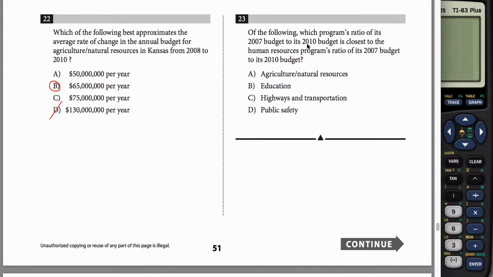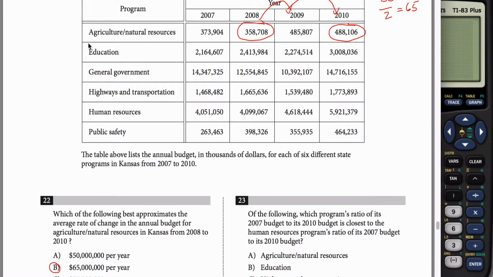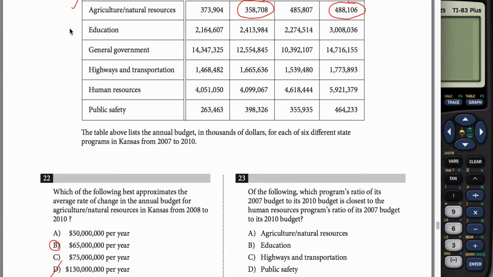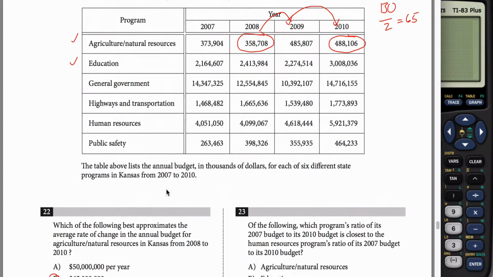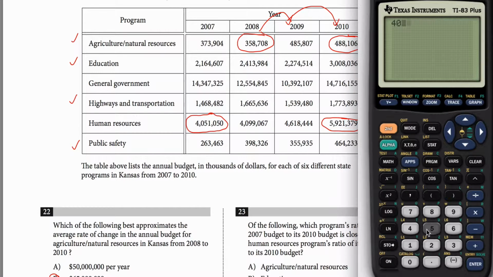Okay, 23. Of the following, which program's ratio of its 2007 budget to its 2010 budget is closest to the Human Resources Program's ratio of its 2007 budget to its 2010 budget? So I'm given agriculture, education, highway, and public safety. So agriculture, this guy, highway and public safety, this guy, and this guy. So first what I'm going to do is calculate the ratio of Human Resources 2007 budget to its 2010 budget. So I'm going to take 40, 51, and if you want, you can type in 050 if you want.